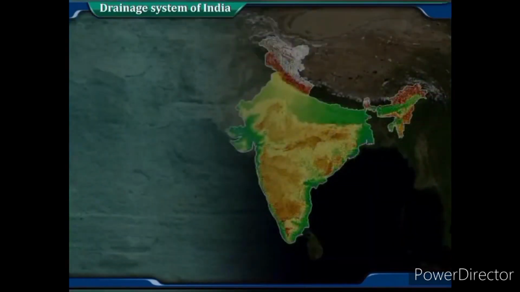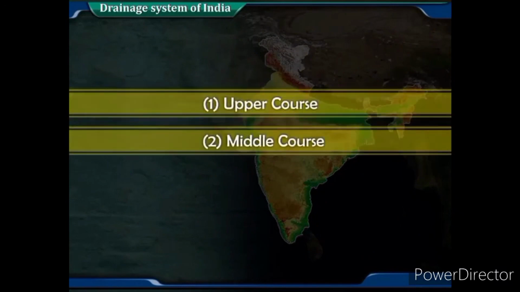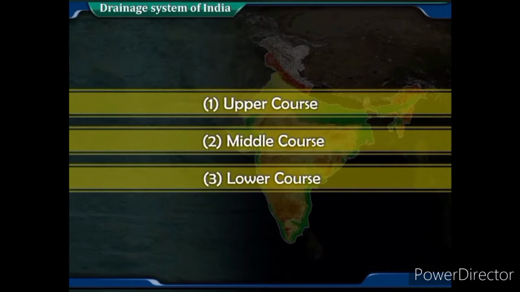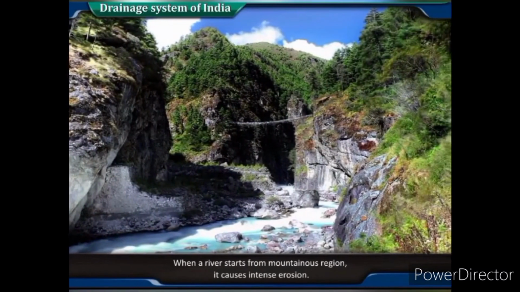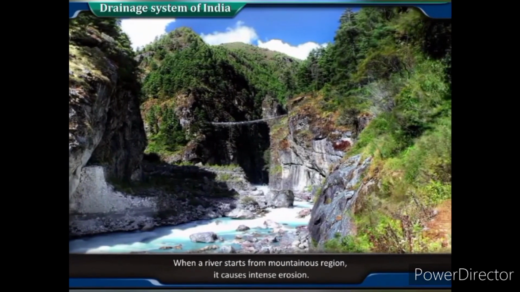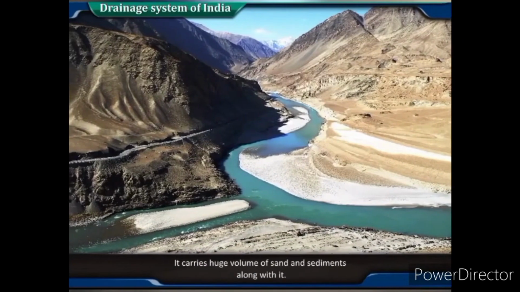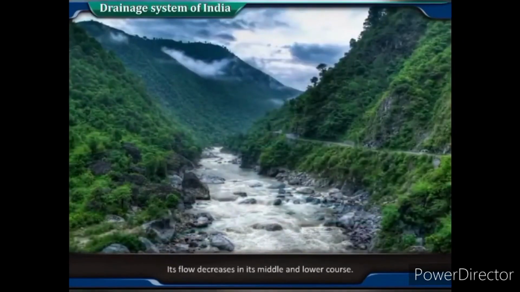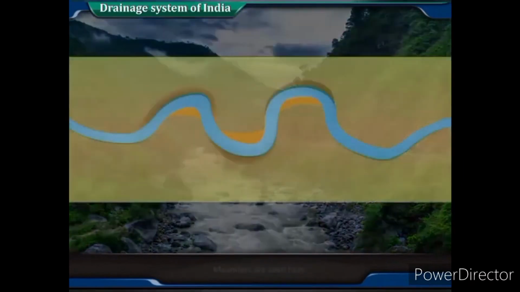Three stages of a river system. 1. Upper course. 2. Middle course. 3. Lower course. When a river starts from mountainous region, it causes intense erosion. It carries huge volume of sand and sediments along with it. Its flow decreases in its middle and lower course.